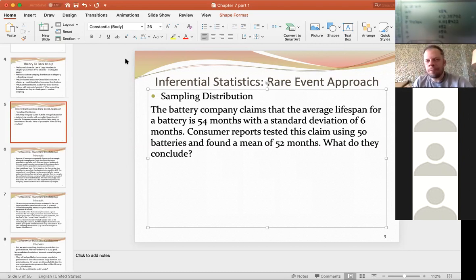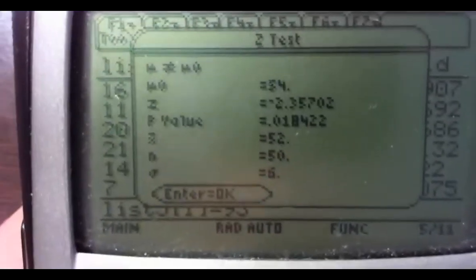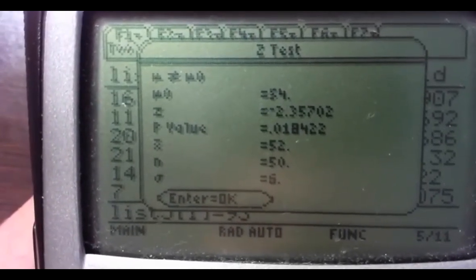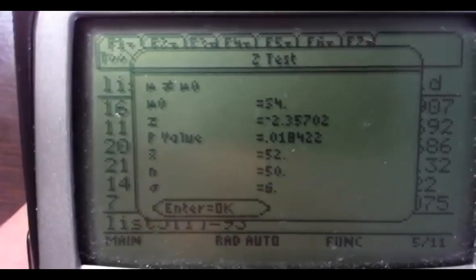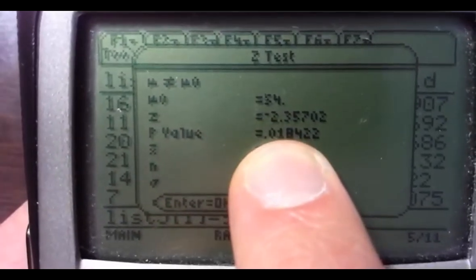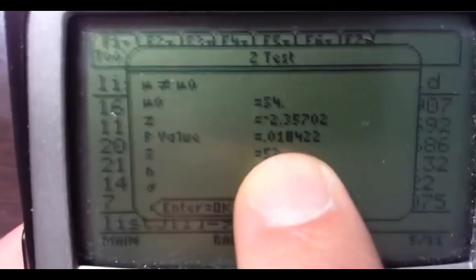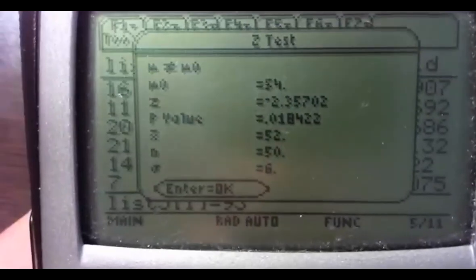So p-value is 0.018. Gosh, I'm getting past my focal length on this thing. 0.018. So what does that say? This is what I'm getting out of it. What does that tell us? Reject. Right. That p-value is lower than 0.05, so we reject. Or 0.025, excuse me. It's lower than 0.025 because it's a two-tailed test.